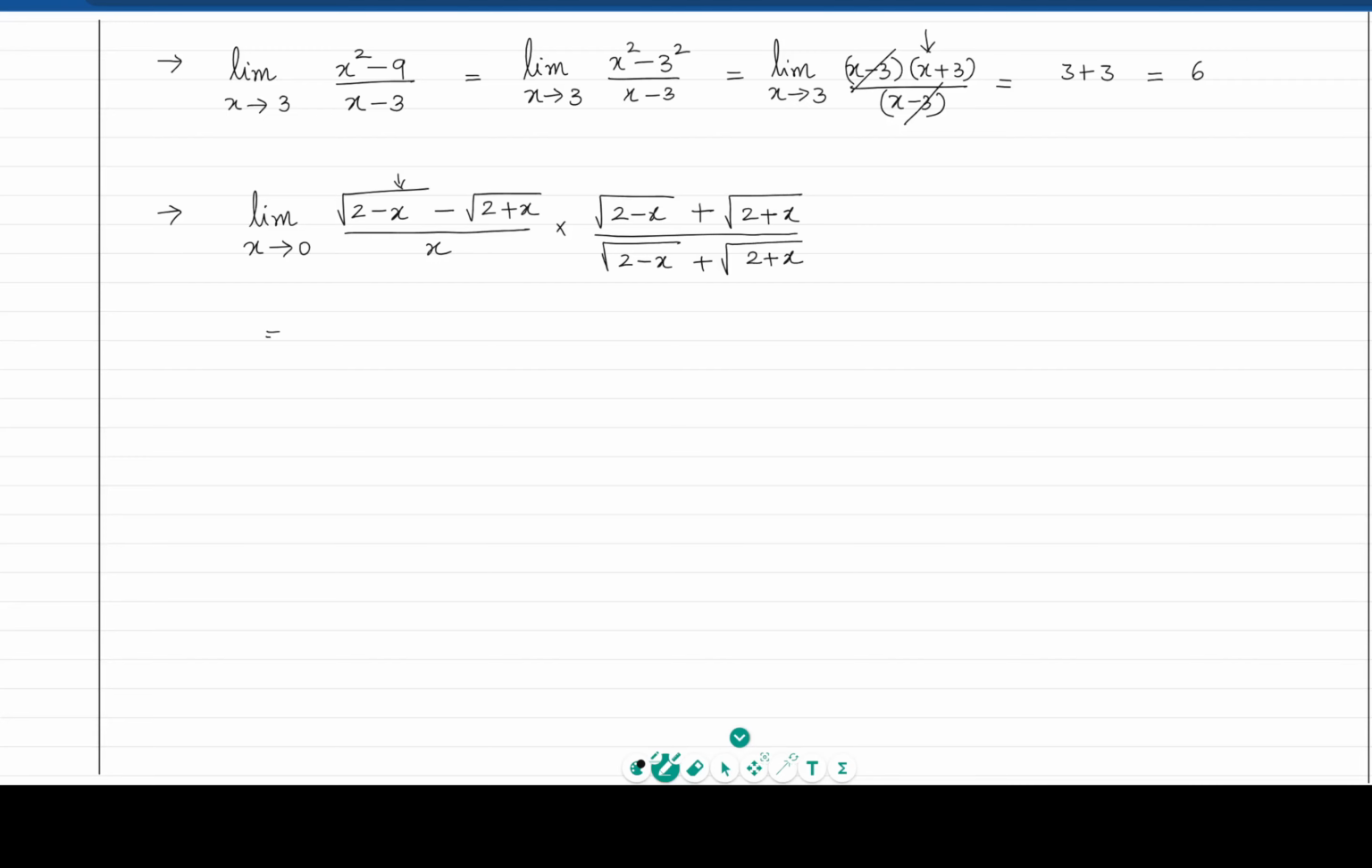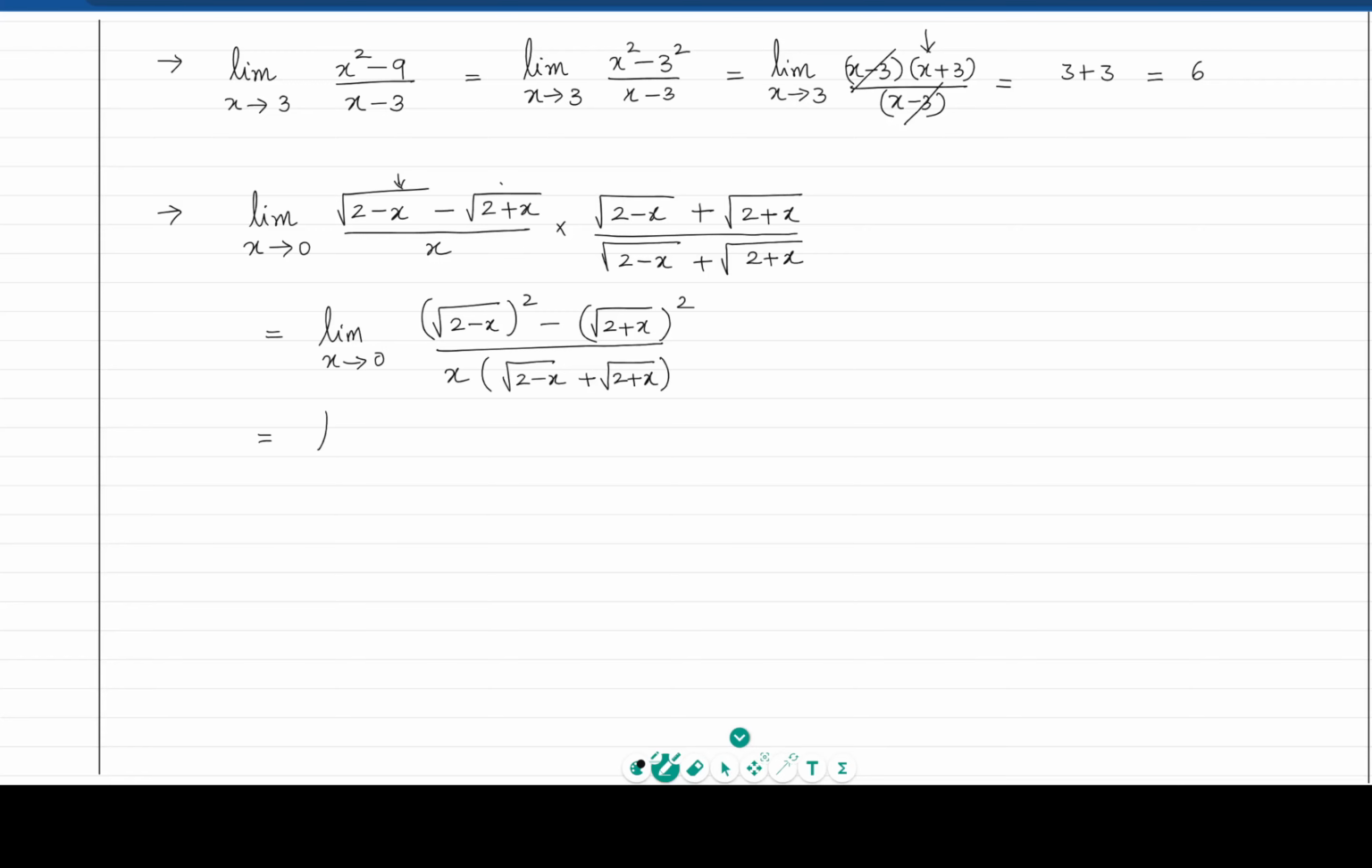After multiplying the numerator with the conjugate, we can use the a minus b times a plus b identity, and we will get the difference of squares in the numerator. So the difference of squares means square root of 2 minus x whole squared minus square root of 2 plus x whole squared, and that is in the numerator. And in the denominator we will get x times square root of 2 minus x plus square root of 2 plus x.